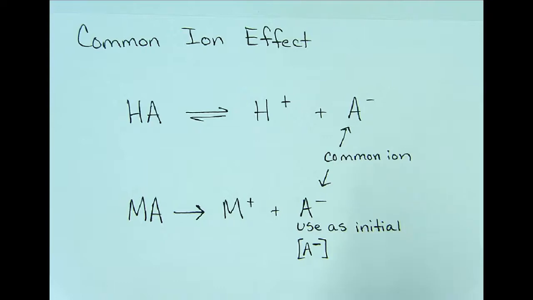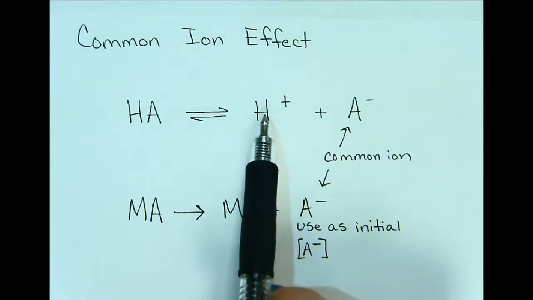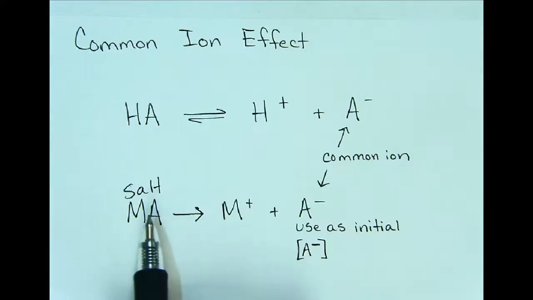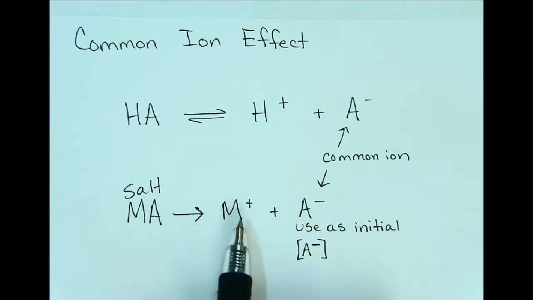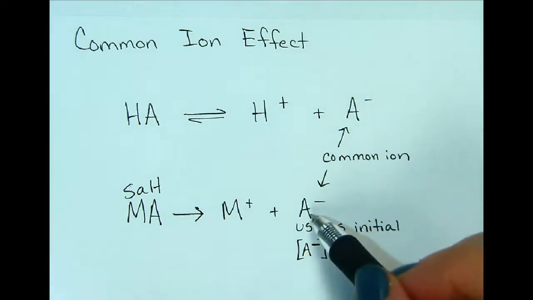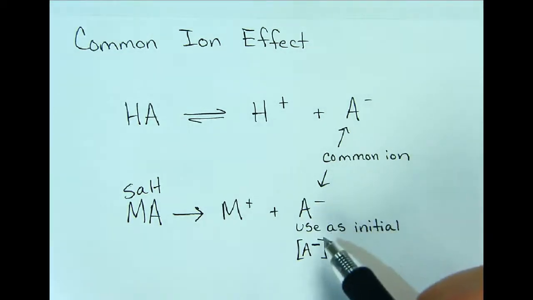So the common ion effect is when you have a weak acid and it yields the hydrogen and the conjugate base. And then when you have a salt, the salt is going to dissociate 100% and yield its cation and anion, and usually it's the anion that is the common ion to the conjugate base, and you will use that as your initial concentration.